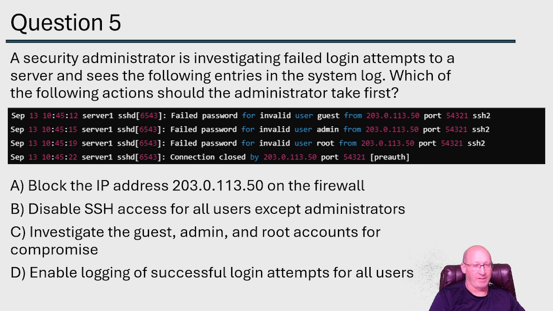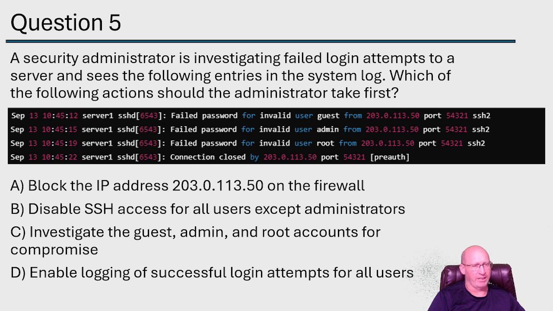Investigate the guest, admin, and root accounts for compromise. Well, we already know that they weren't compromised because we can see failed password for guest, admin, and root. That's not the one I'm concerned with. The one I'm concerned with is the very bottom one where a connection was closed. So not something I would be worried about. Disable SSH access for all users except administrators. I don't know why we would do that. That makes no sense at all.